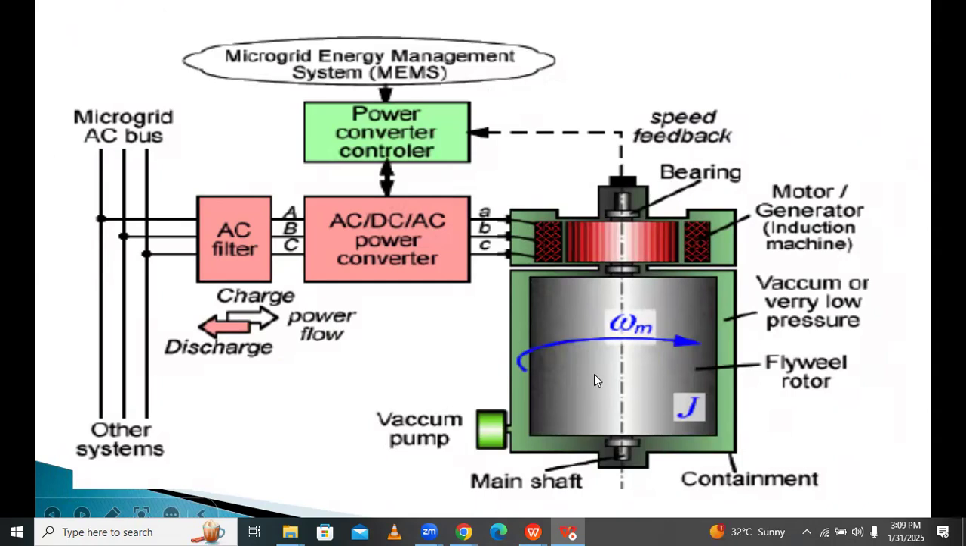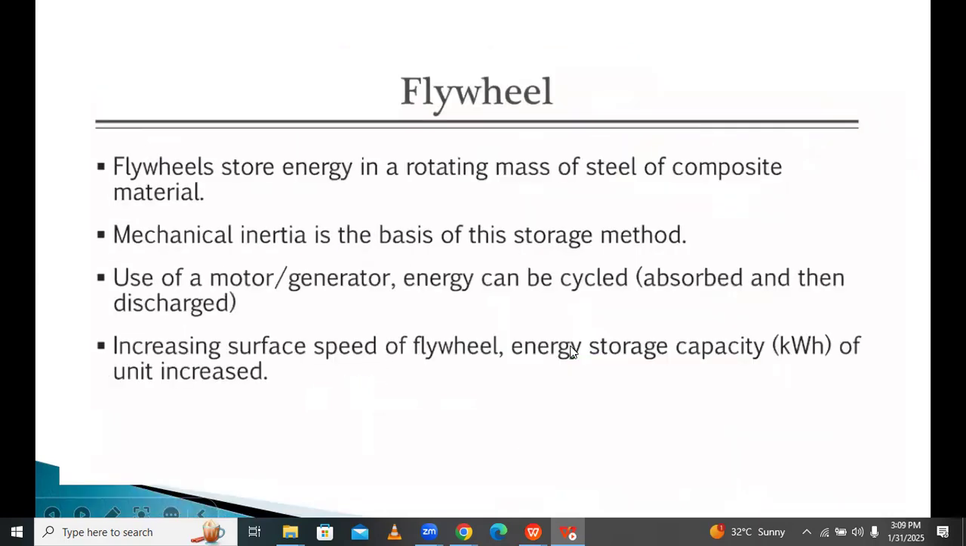A heavy body is rotating like this. I take the energy from the grid and, using this motor, I rotate this heavy mass body. So it stores the energy in the form of kinetic energy. Like this, it's charging, taking the energy from the grid. Under light load condition, this motor acts as a generator and pumps the energy back to the grid. This is called a flywheel energy storage system. These are the different components of a flywheel energy storage system.